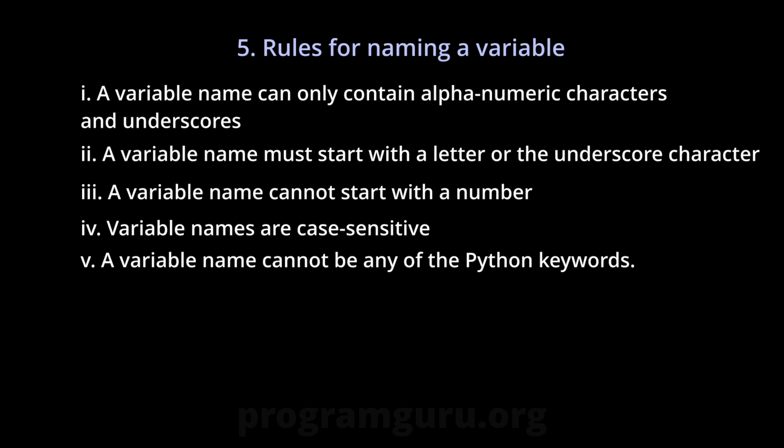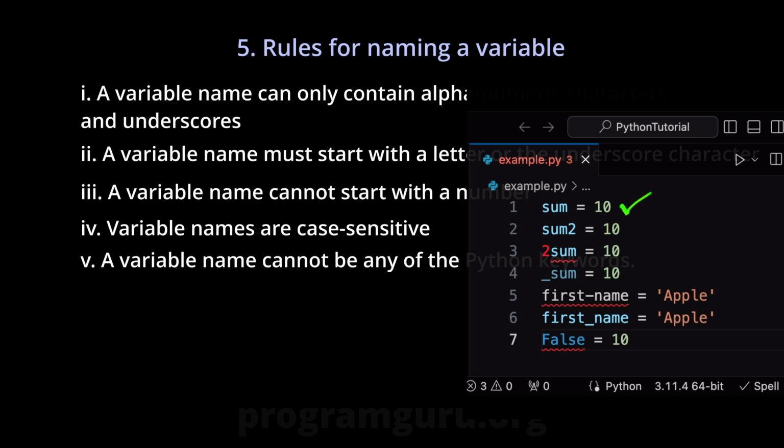Now let us see some examples of variable names that are valid and not valid. sum is a valid name for a variable because it contains only alphabets. sum2 is a valid name because it contains only alphabets and numeric digits. 2sum is not a valid name because it contains a numeric digit as the first character, which is not allowed as per the rules.